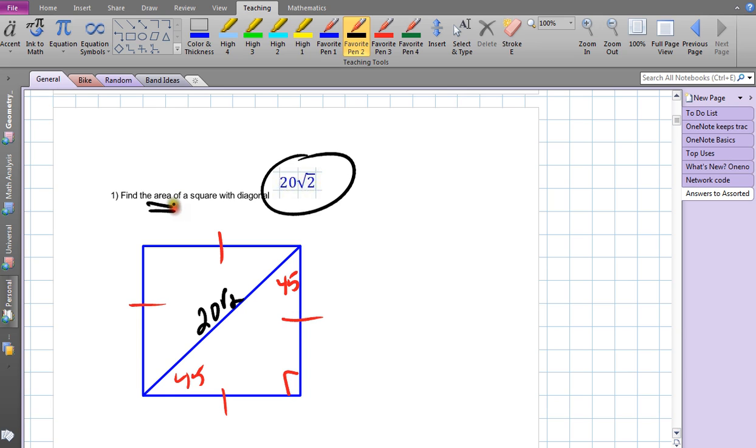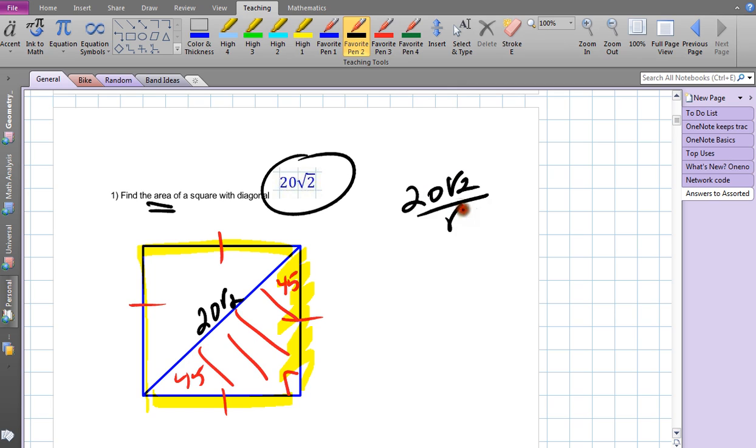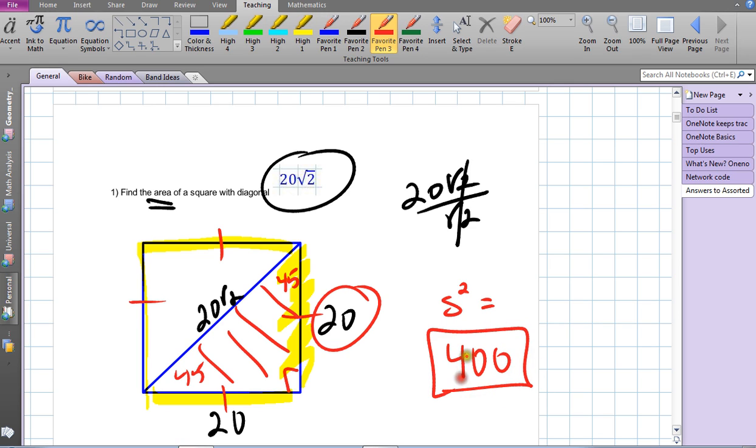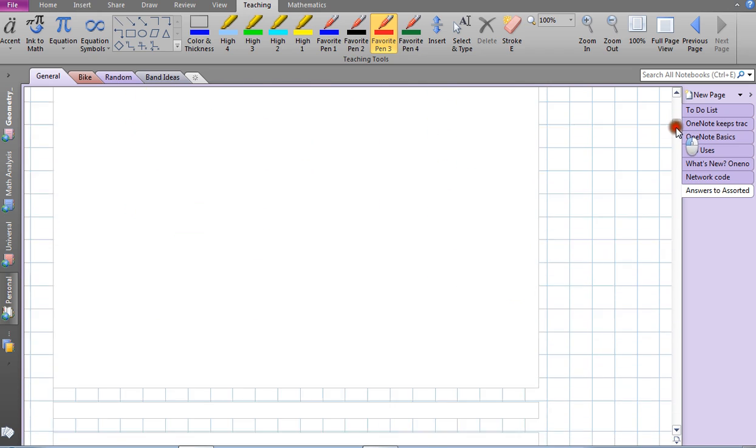So the goal is to find the area. In order to find the area, we need one side. All these sides are going to be the same. And if you notice, we can use our 45-45 right shortcut to go backwards. We take 20 radical 2 and divide by radical 2. That implies each side is going to be 20. So what's our answer? All we need is one side, and we just square it to find the area of a square. In this case, we have 400. 20 times 20, 400. All right, let's take a look at number 2.